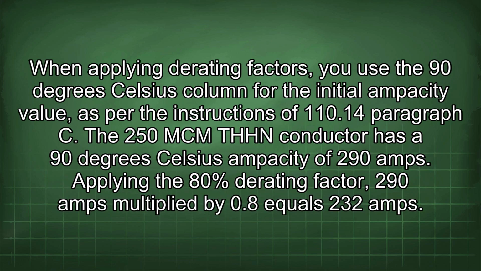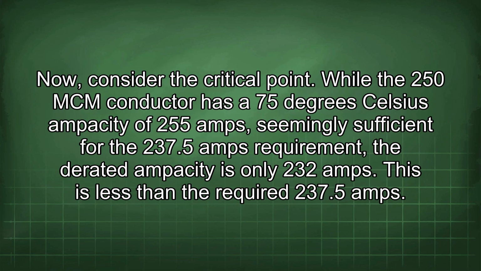When applying derating factors, you use the 90°C column for the initial ampacity value, as per the instructions of 110.14 paragraph C. The 250 mcm THHN conductor has a 90°C ampacity of 290 amps. Applying the 80% derating factor, 290 amps multiplied by 0.8 equals 232 amps. Now, consider the critical point.